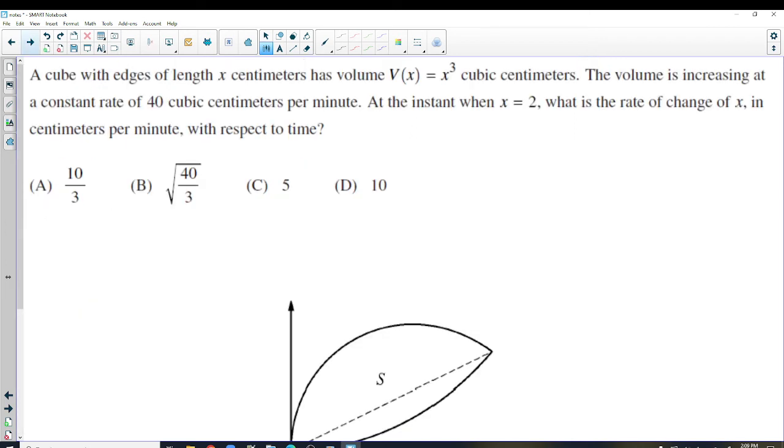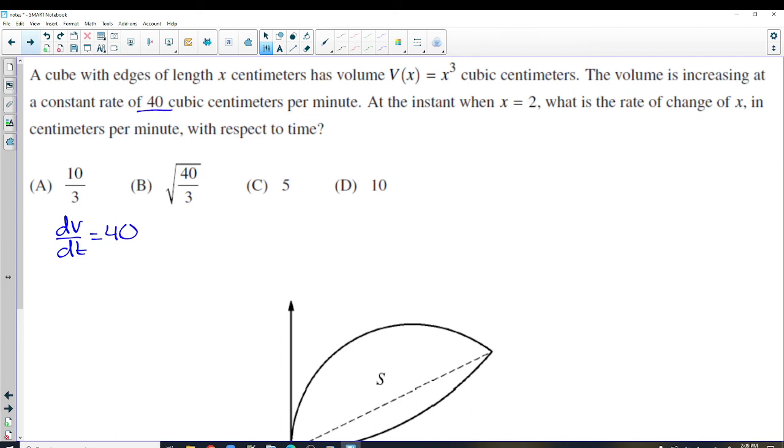I found one with actually related rates. A cube with edges of length x centimeters has volume V cubic centimeters. The volume is increasing at a constant rate of 40 cubic centimeters per minute. So dV/dt is equal to 40. That's what that number is saying.